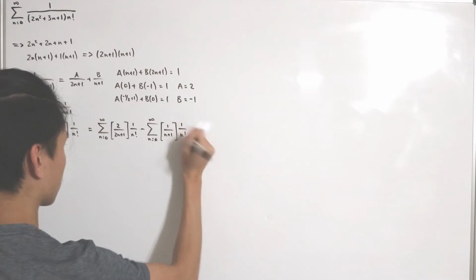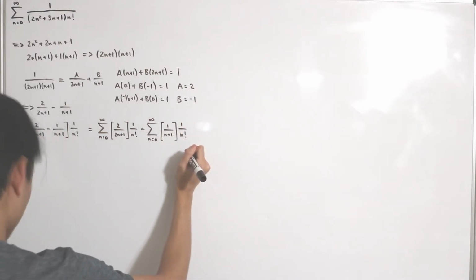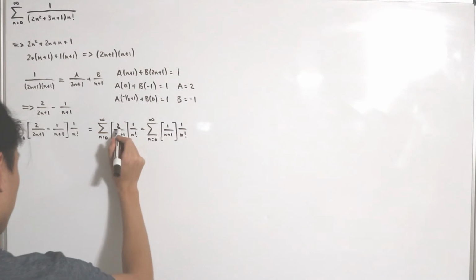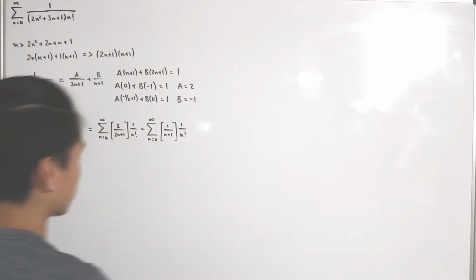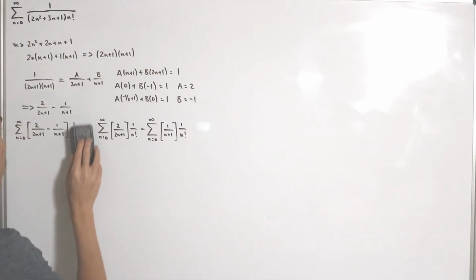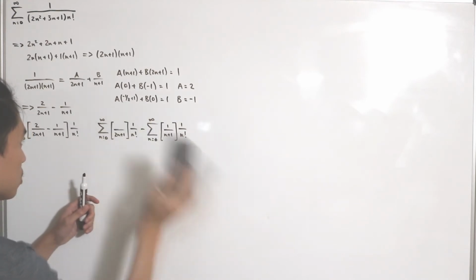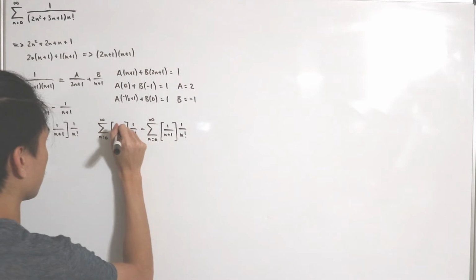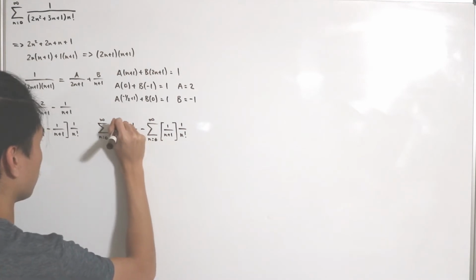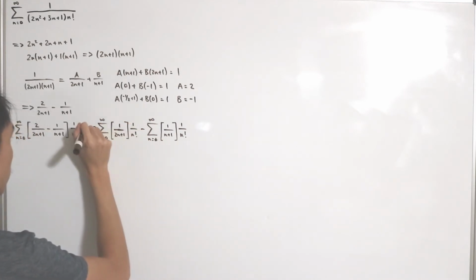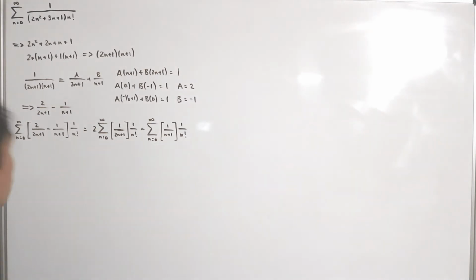Okay, and then I can actually factor out the 2 outside. So this will be a 1 here, and this will be a 2 out here. Okay, nice.